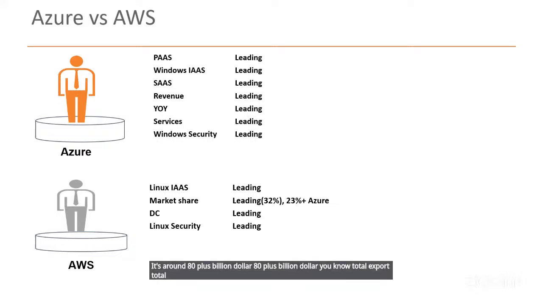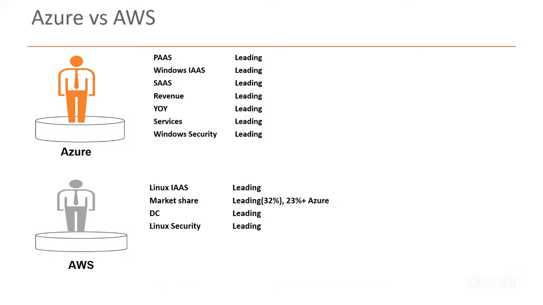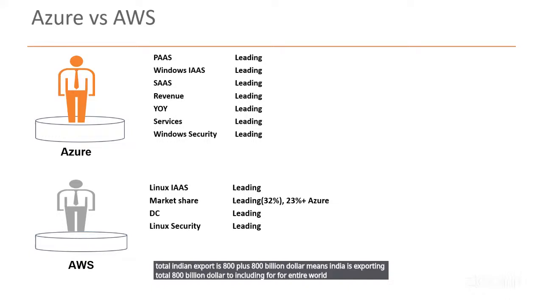Total Indian export is 800 billion dollars. Means India is exporting a total of $800 billion, including to the entire world. But Microsoft is running a SaaS-based product named Office 365. Total revenue Microsoft is generating from this product is $80+ billion. And this is one product.